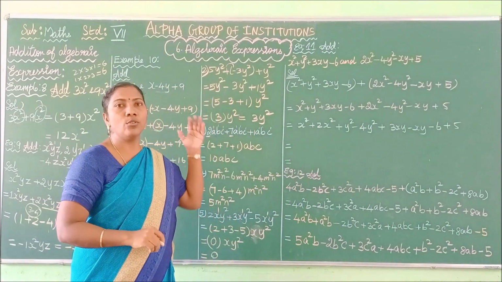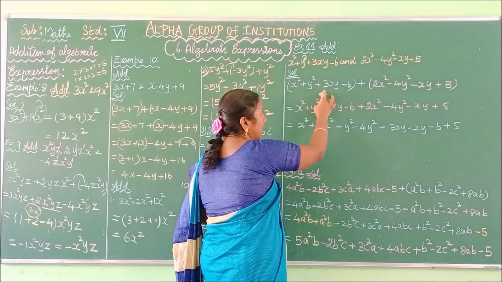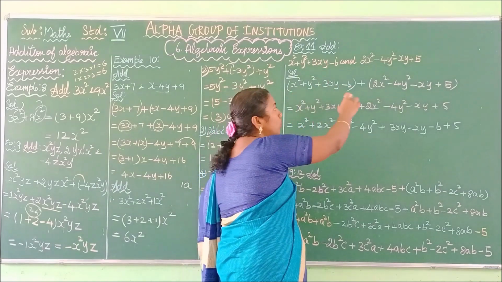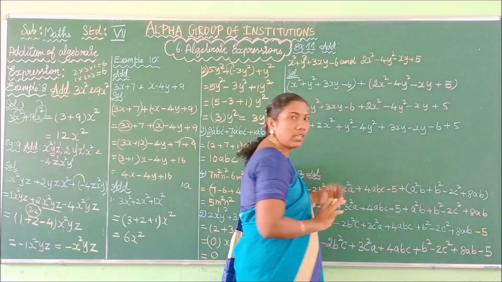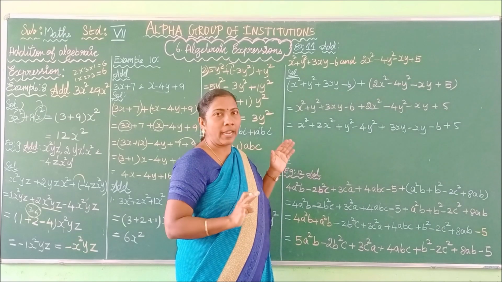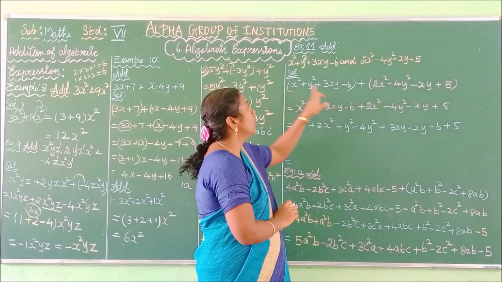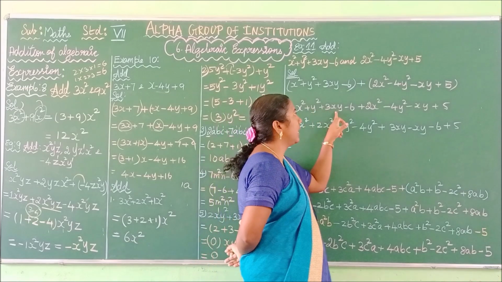Now we are going to add these two expressions. Okay. First we have to write the first expression within the bracket and put the symbol plus. And next write the second expression within the bracket. Okay. This is the first step. Next step you have to remove the bracket. Okay. First remove the bracket. So remove the bracket and write the terms as they are: x square plus y square plus 3xy minus 6.